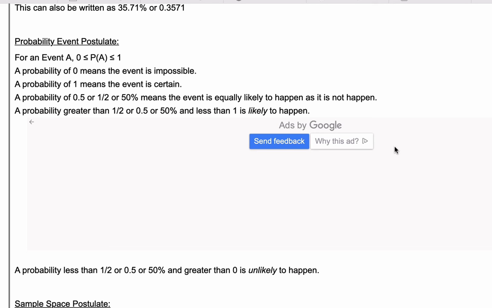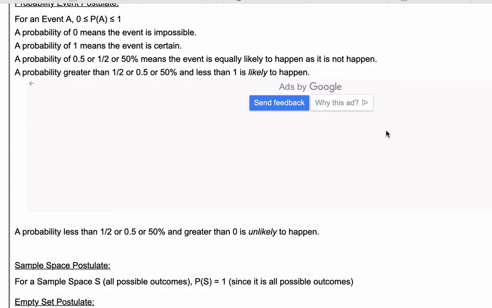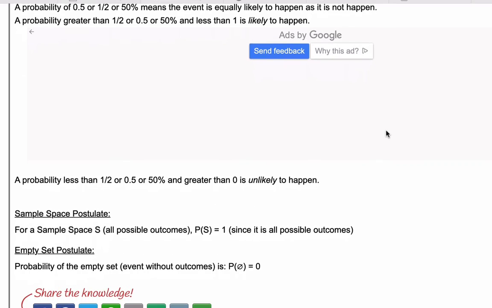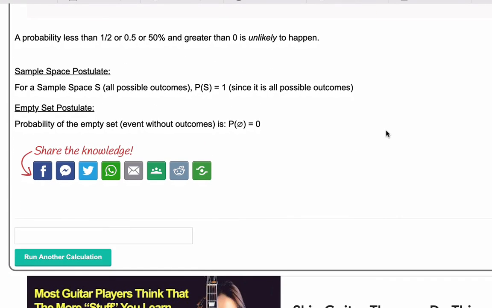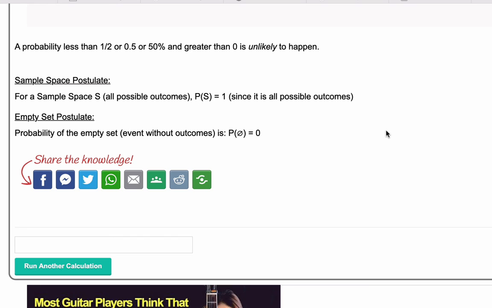And a few notes on this inequality. A probability of 0 means the event is impossible. A probability of 1 means the event is certain. It's going to happen. A probability of 0.5 or 1/2 or 50% means the event is equally likely to happen as it is not to happen. A probability greater than 1/2 or 0.5 or 50% and less than 1 is likely to happen. And going on the other side, a probability less than 1/2 or 0.5 or 50% and greater than 0 is unlikely to happen.